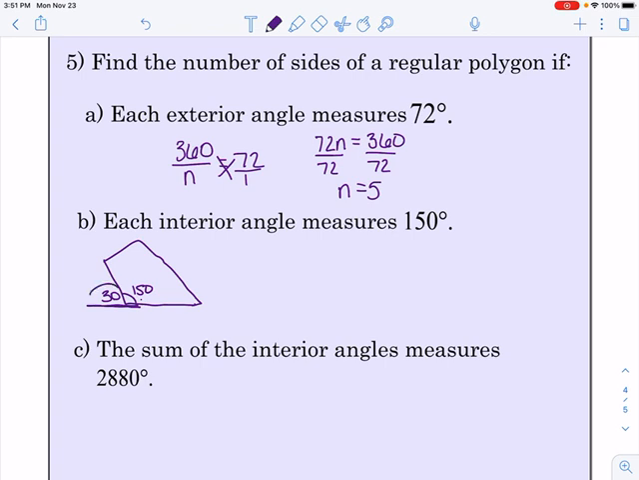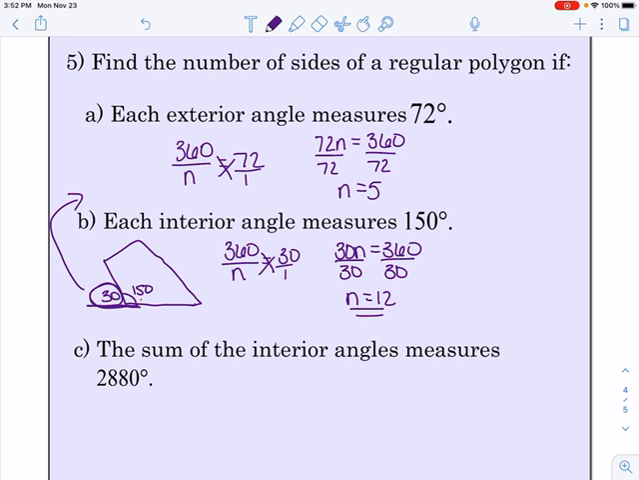If the exterior angle is 30, now we're going to do what we did in part A. If I take 360 and divide it by n, this time I want my answer to be 30. Same deal, we'll put that over 1 and cross multiply. So 30n is going to equal 360. Divide both sides by 30, and n will equal 12. So that figure is going to have 12 sides.